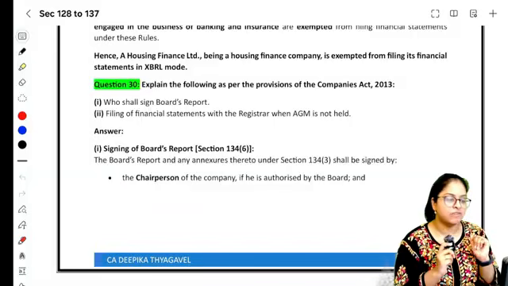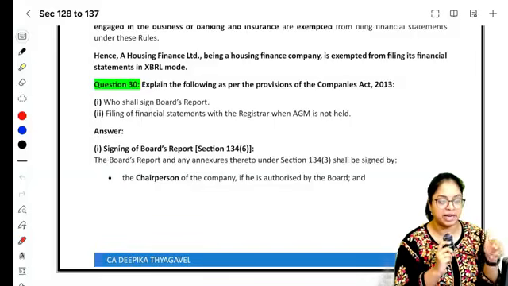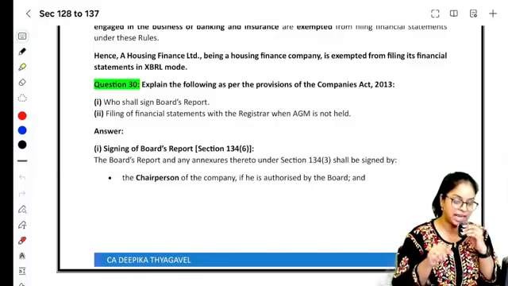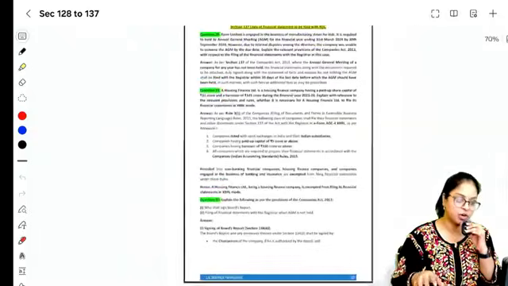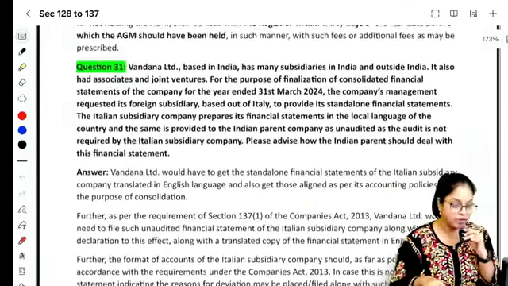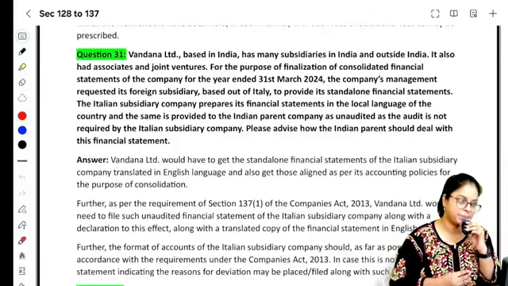Question number 2, filing of financial statement with the registrar when AGM is not held. If AGM is not held, from the last date when the AGM should have been held, within 30 days you should submit a copy of your financial statements to the ROC along with reasons of why the AGM could not be held.